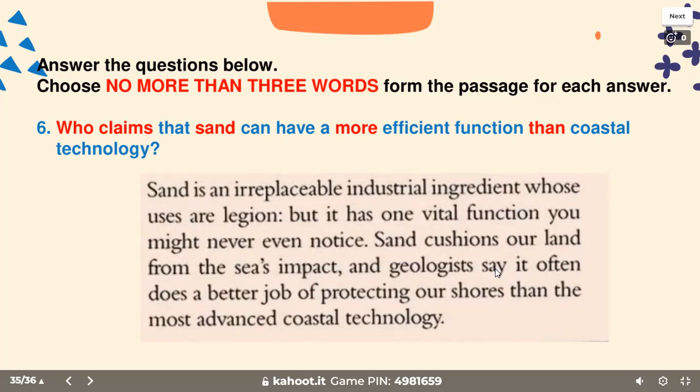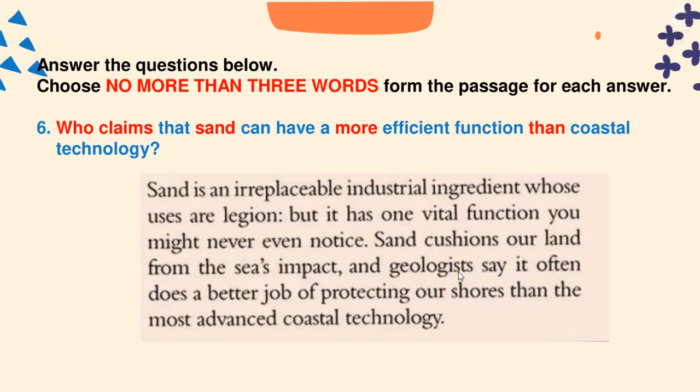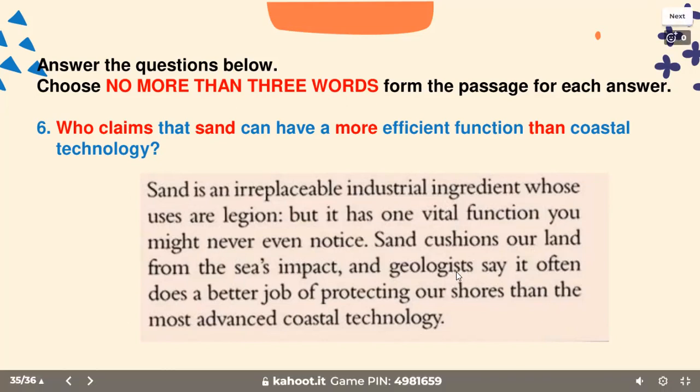Claim. Claims. Very good. And who says? Who claims? Geography. Geologist. Ahsan, geologist. But look, in English, if you have the -ist, it's a person. Like for example, someone who plays the guitar is a guitarist. Someone who plays the piano is a pianist. Okay, always -ist is a person.